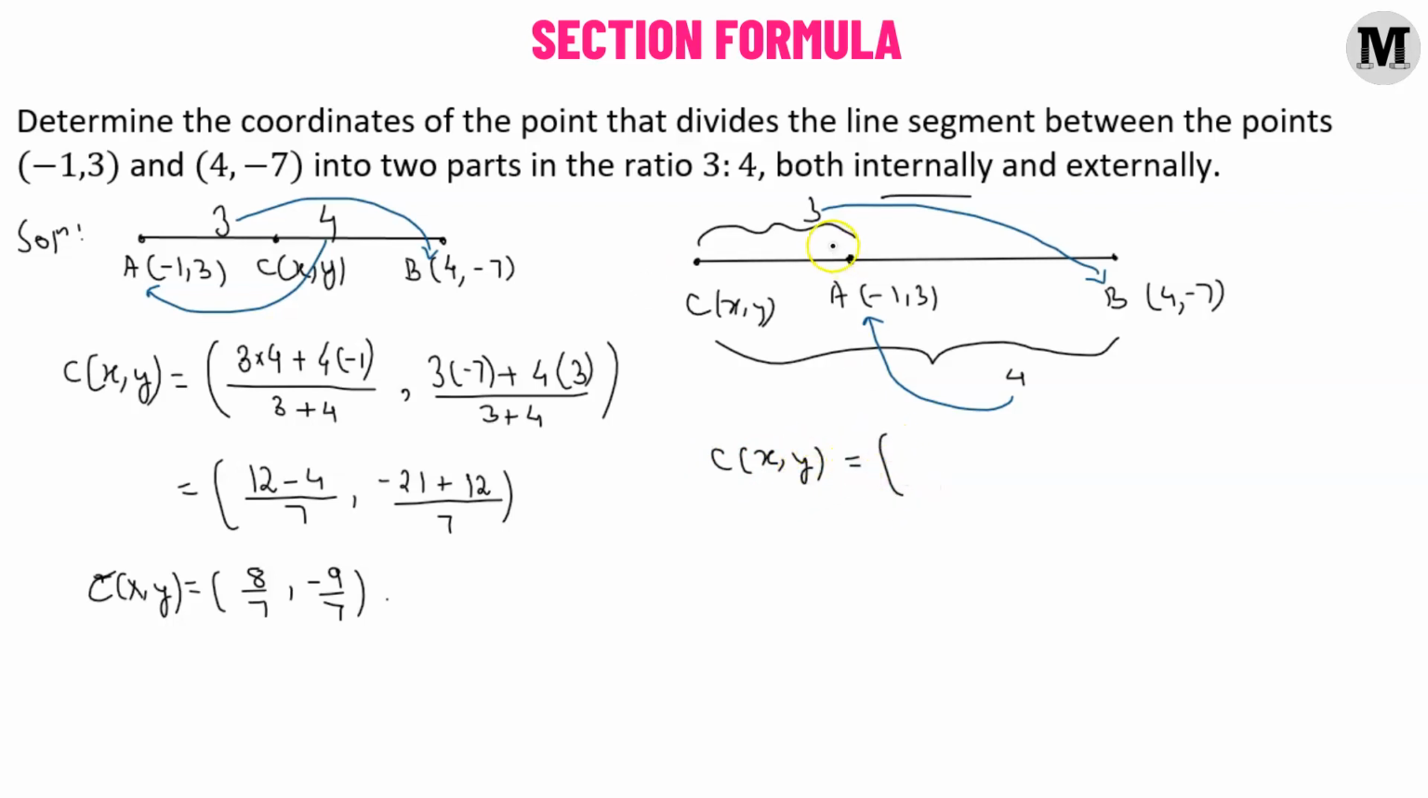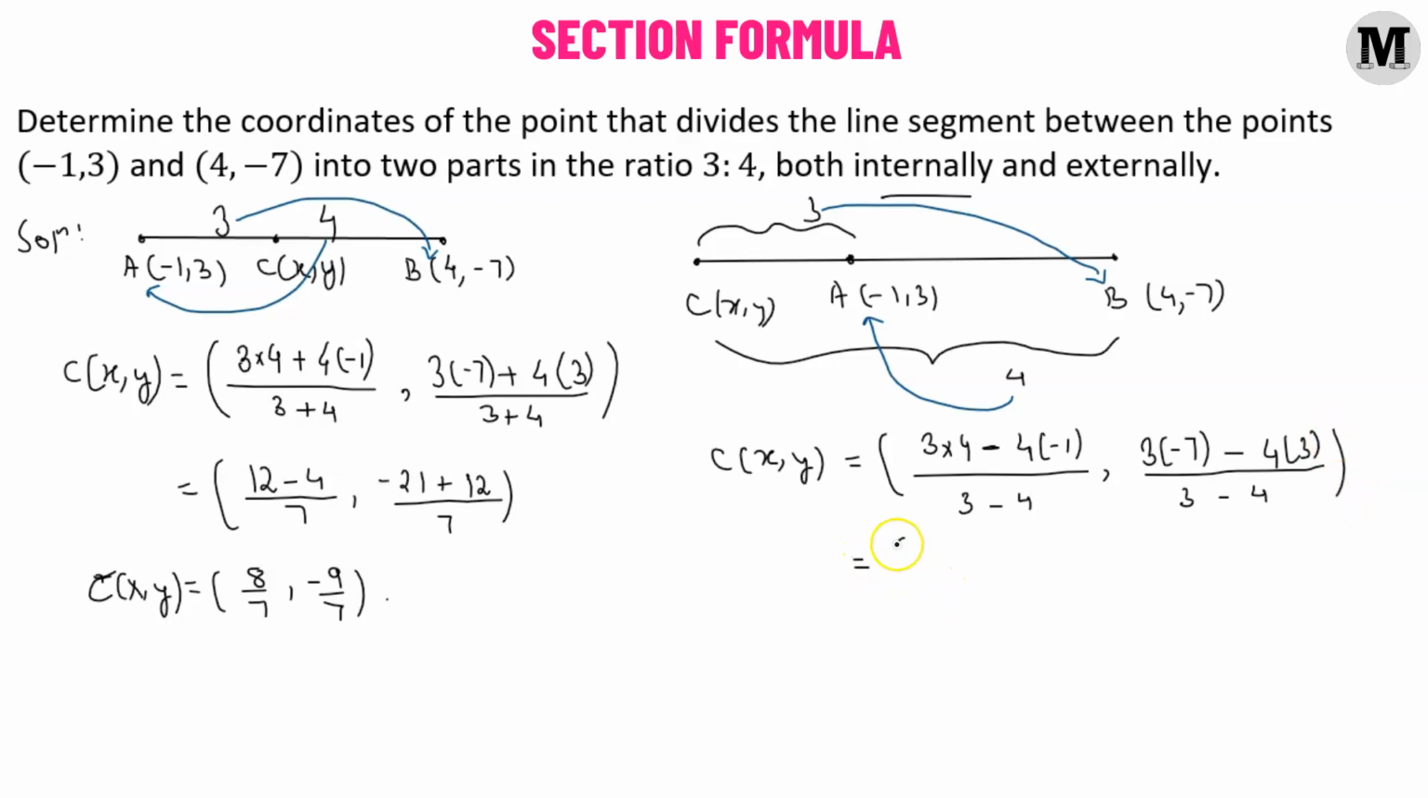We'll start with 3 and multiply it with the x coordinate of B, so that's simply 4. But this time we have to do minus. So we take negative of 4 multiplied with the x coordinate of A, so that's -1, divided by 3 minus 4, since we started out with 3. Next, for the y coordinate, we start with 3, multiply with the y coordinate of B, minus 4 times the y coordinate of A, divided by 3 minus 4.